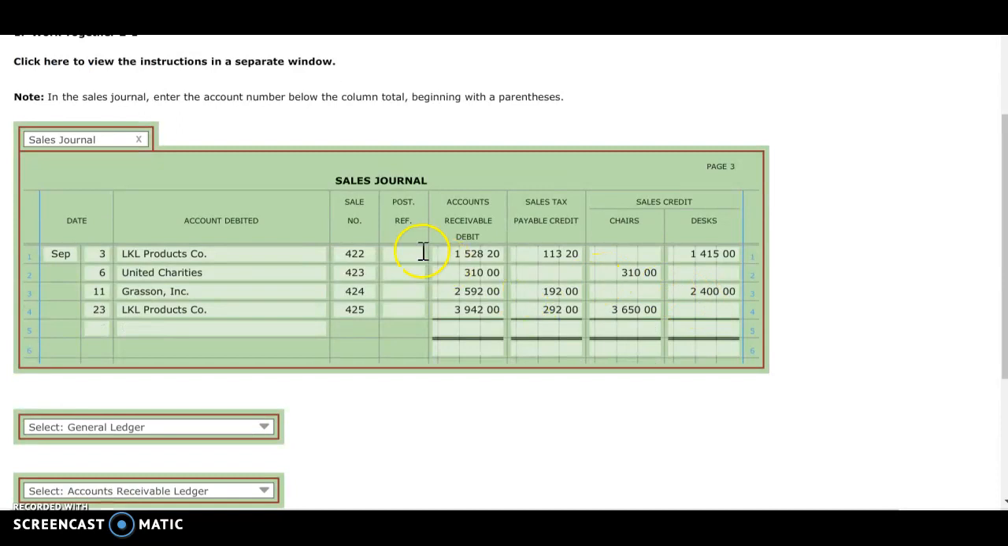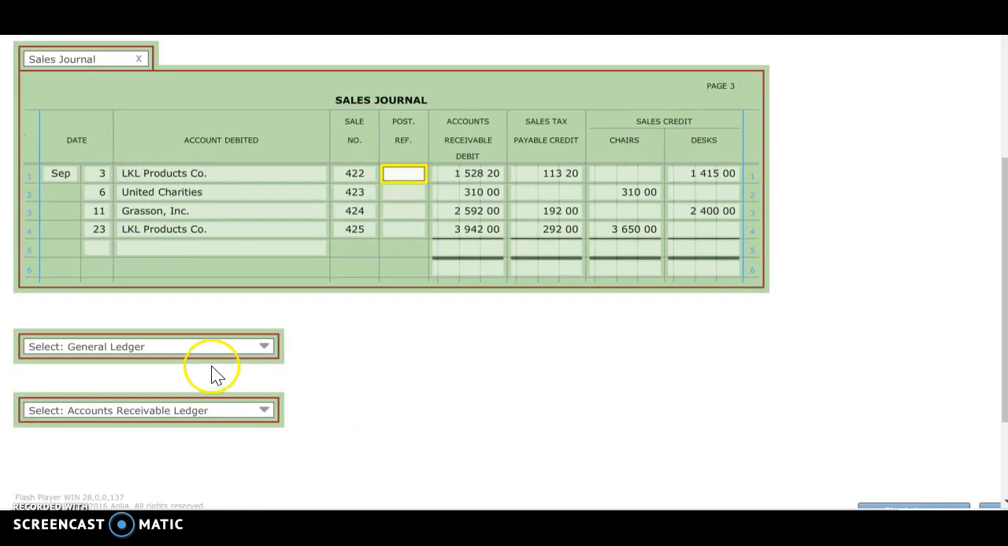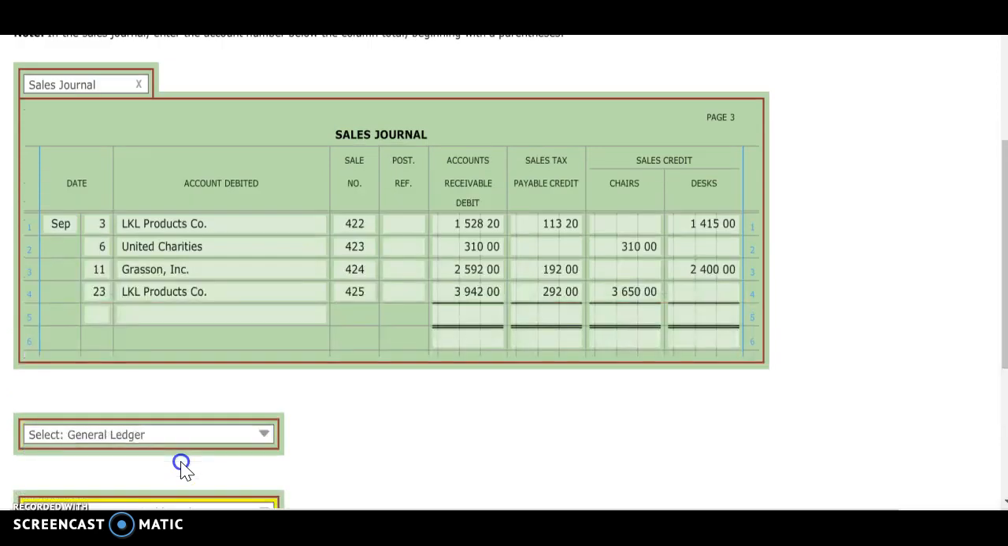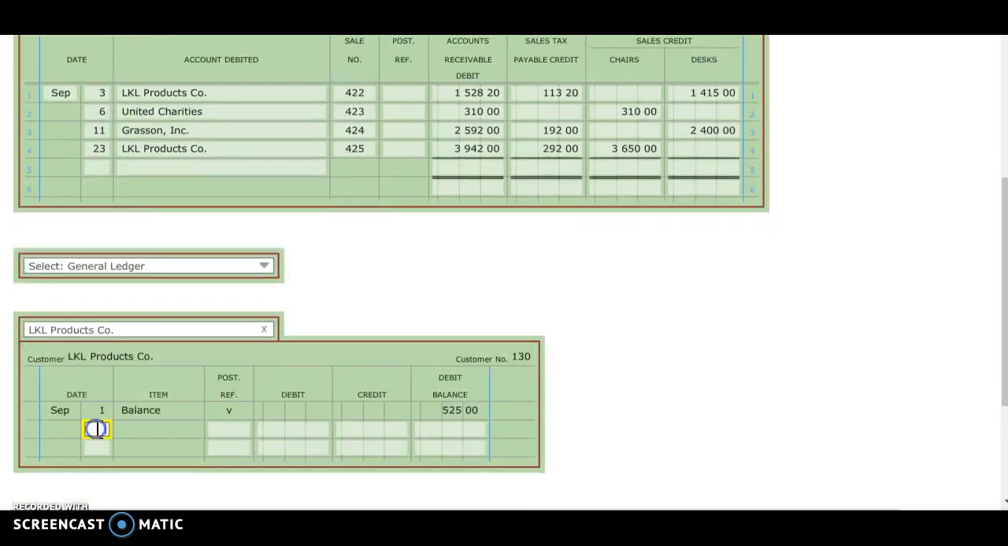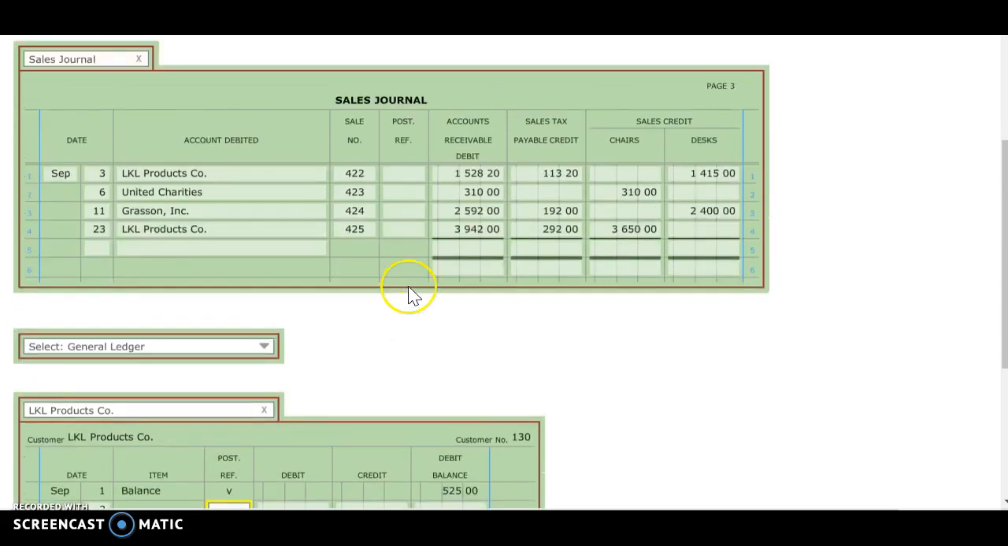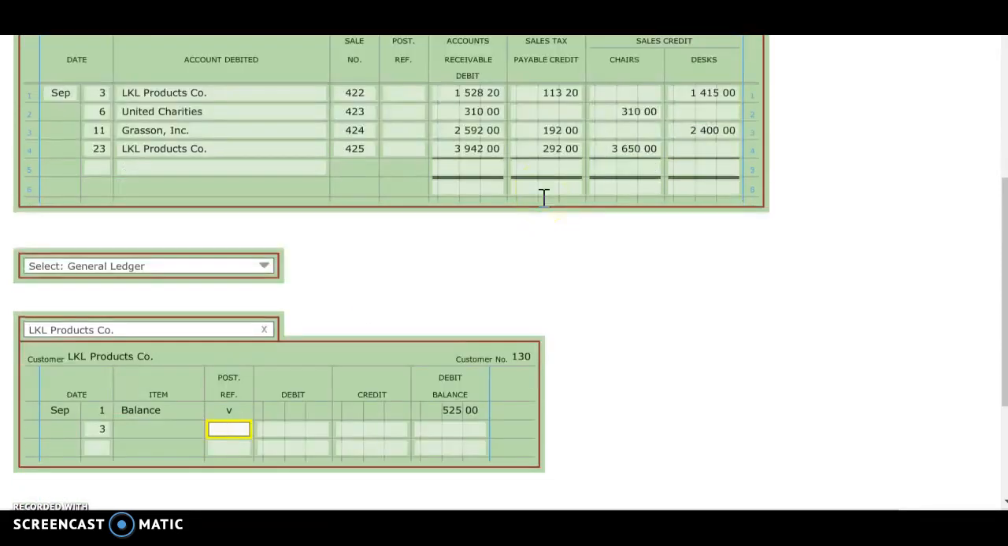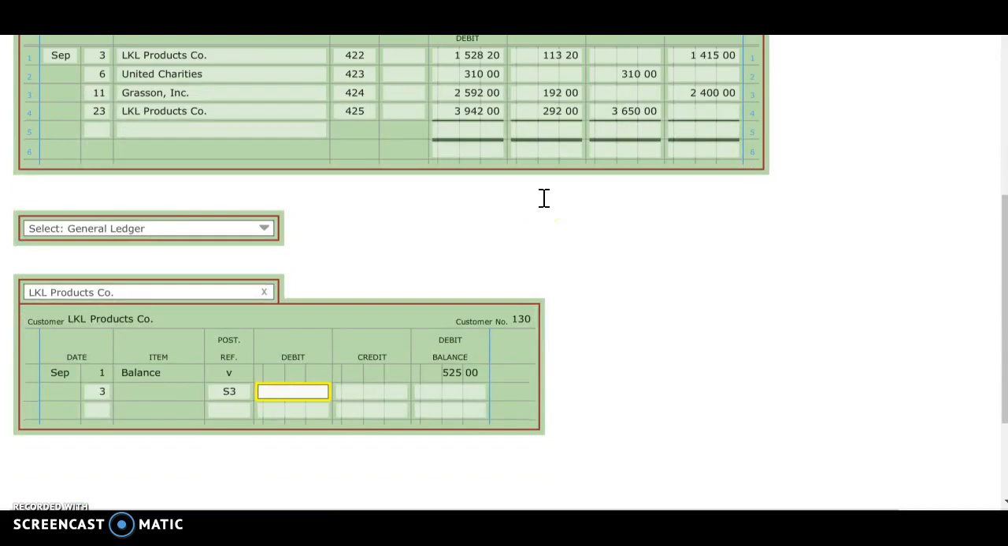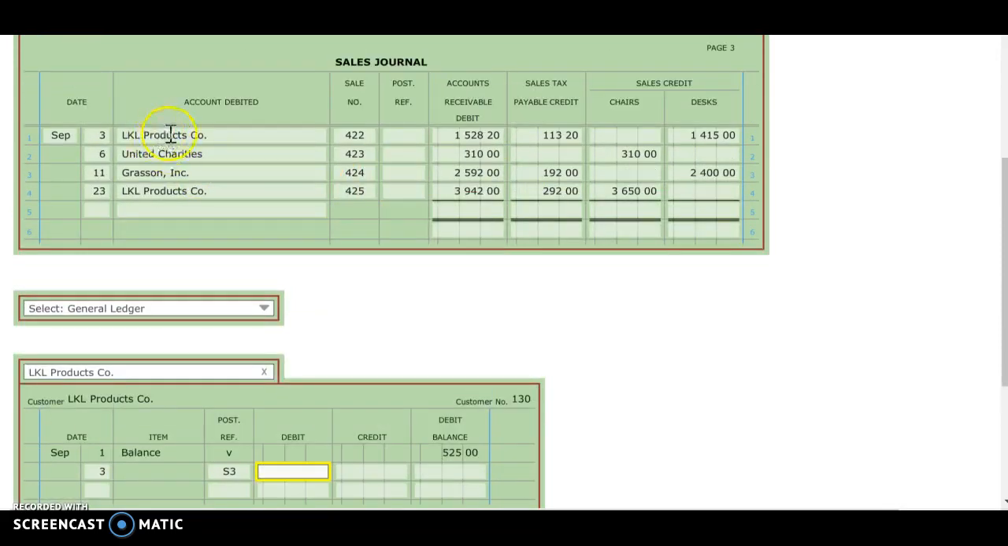I'm going to start in my sales journal. I'm going to start on my first line. It looks like we're posting to LKL Products Company. Now, this is going to be in our accounts receivable ledger. So I'm going to find their account. The date is the 3rd. Post reference, it's sales journal page 3. So I'm going to use S3 for that. And remember that the customer goes with my accounts receivable. So I'm going to be debiting that account for $1,528.20.